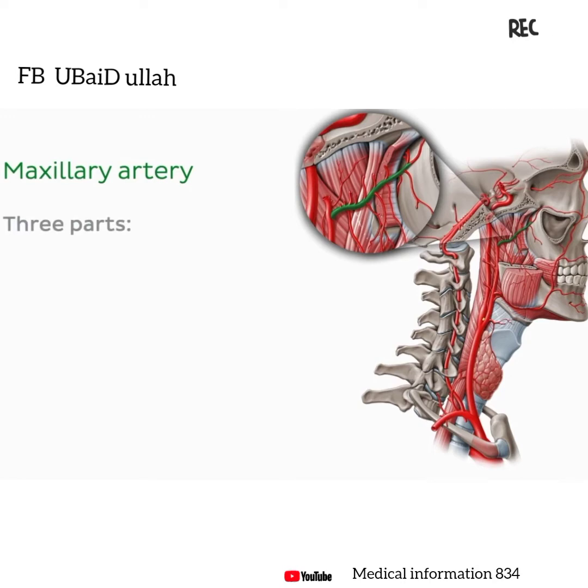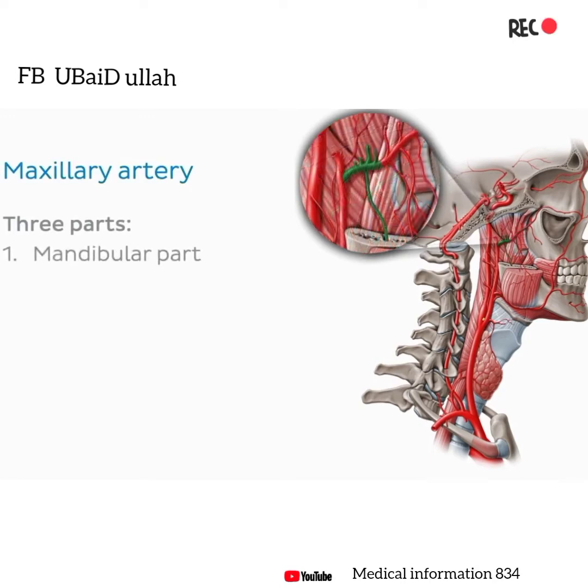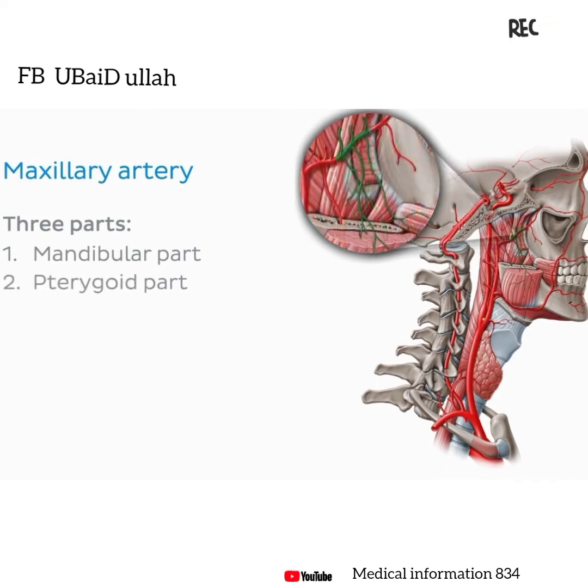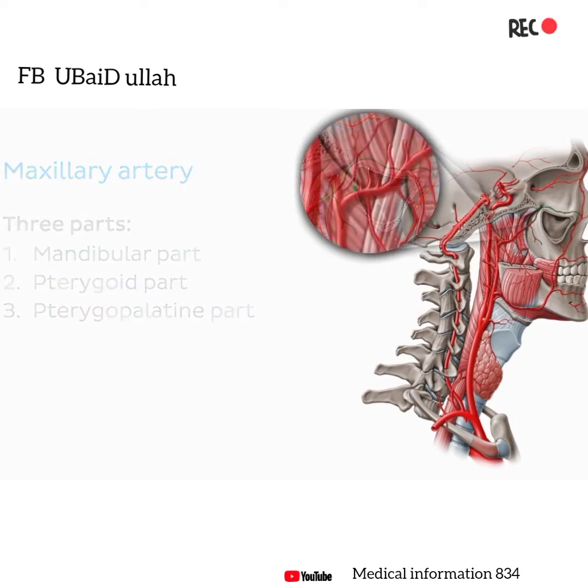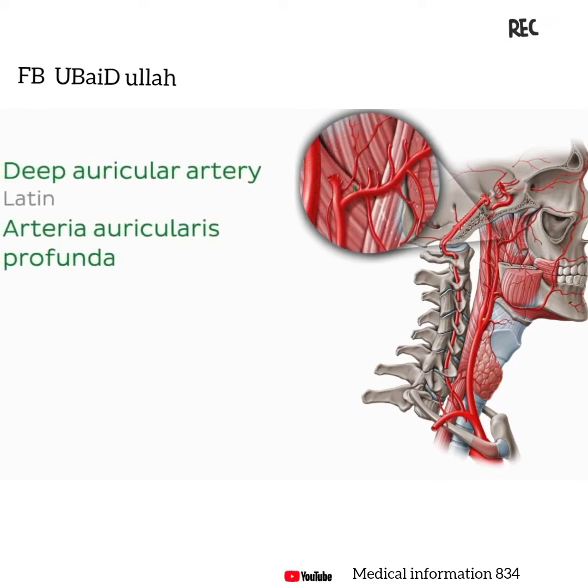The first part is known as the mandibular part, which is the first part of the artery which courses deep to the neck of the mandible. The second, or pterygoid part, is found between the 2 heads of the lateral pterygoid muscle. And finally, the third, or pterygopalatine part of the maxillary artery enters the pterygopalatine fossa. Let's quickly zoom through the branches of the maxillary artery, beginning with the first branch of the mandibular part, which is the deep auricular artery.